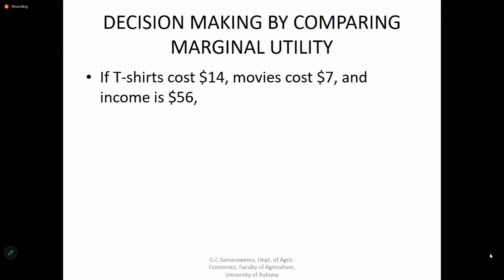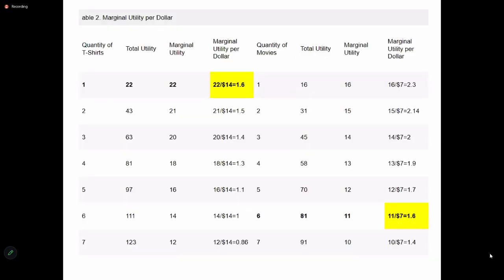Now imagine the t-shirt costs $14, the movie costs $7, and the person's income is $56. I have done all the calculations for you because last time you did enough calculations, but please practice with different numbers. Quantity of t-shirts and total utilities are given, because normally utility is given to you in utils, and then you need to know how to calculate marginal utility. Luckily the difference is the same, 1.